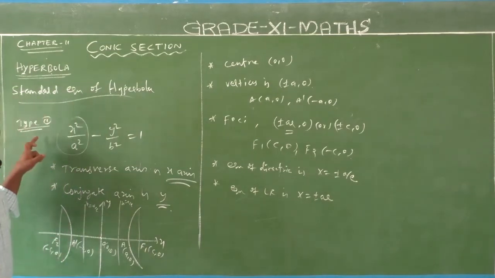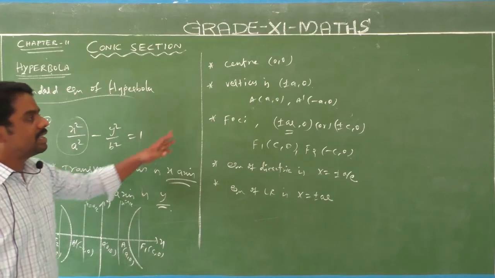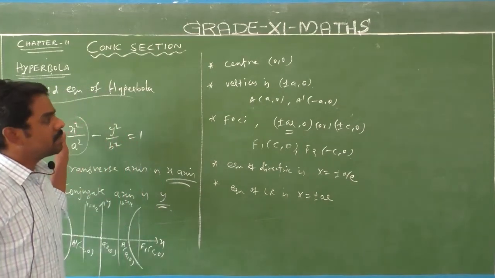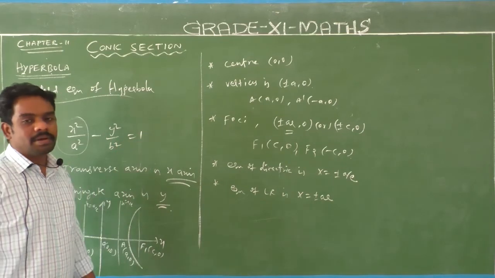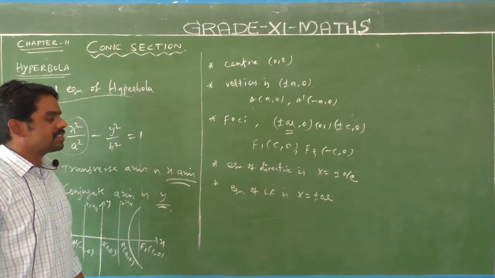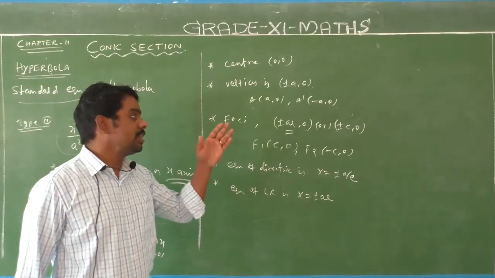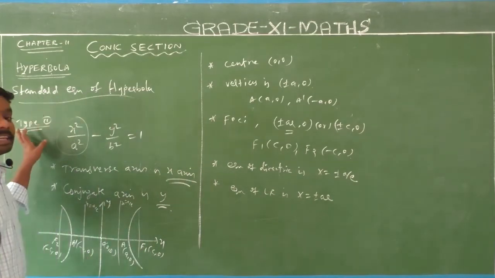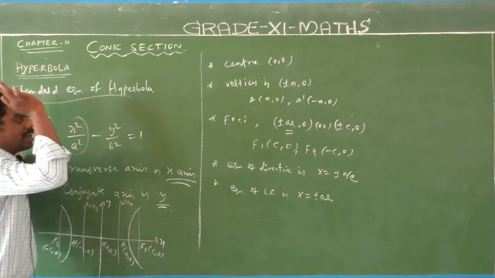This is type 1: x squared by a squared minus y squared by b squared is equal to 1. Here the transverse axis is the x-axis and the conjugate axis is the y-axis, with the center at the origin. The vertices of the given hyperbola are plus or minus a, 0, the foci are plus or minus c, 0, the equation of the directrix is x equal to plus or minus a by e, and the equation of the latus rectum is x equal to plus or minus ae.